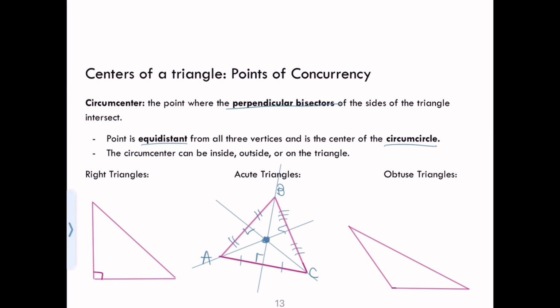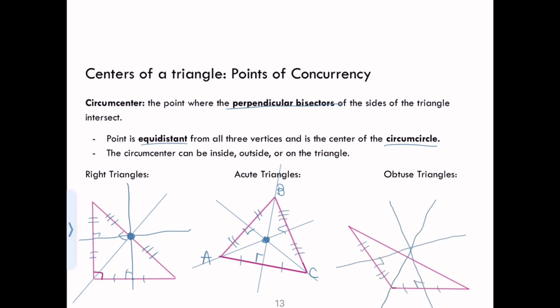So for a right triangle, it's gonna look something like this. These are all perpendicular and congruent. And right here is the circumcenter. And then for the obtuse triangle, okay, as you can see, the circumcenter can be inside, outside, or on the triangle.